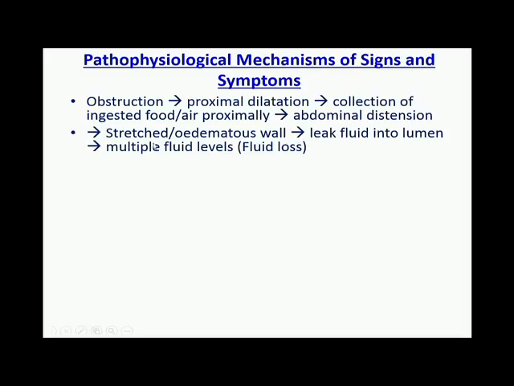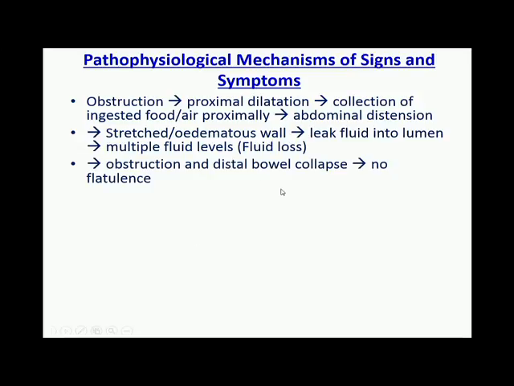When there's stretching of the intestinal wall, there's edema of the wall, which interferes with venous drainage, and that causes leaking of fluid out of the intestinal wall into the lumen of the bowel. So you lose fluid because of the edema. That will also accumulate in the proximal part and contribute to the distension of the abdomen. These are all explanations for the physical signs.